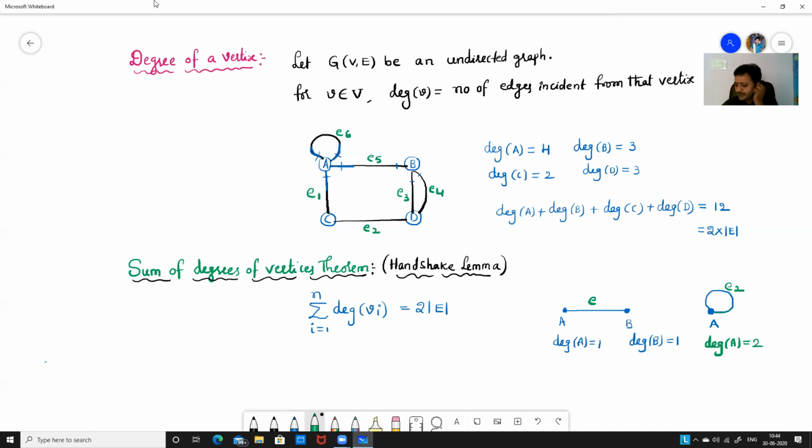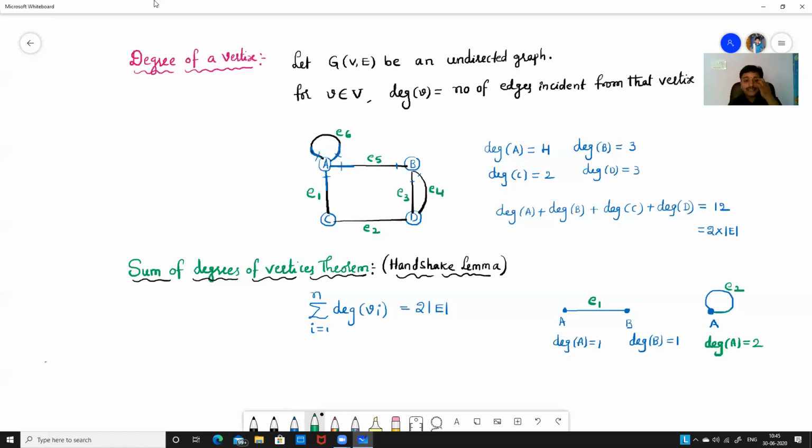Clear? What did you notice from these two examples? I have one edge E1 which is contributing degree 2, 1 degree for A, 1 degree for B. And I have another edge E2 which is a self loop and it is also contributing degree 2. It means that whenever we see any edge, that edge is contributing 2 degrees, 1 degree for one end vertex and 1 degree for the other end vertex. If that edge is a self loop, then that edge is contributing 2 degrees for that vertex.